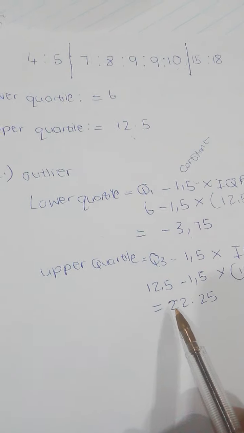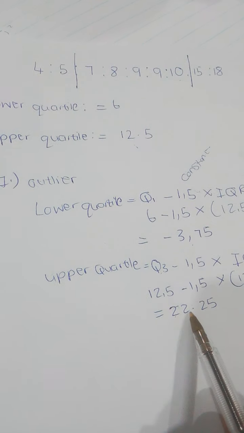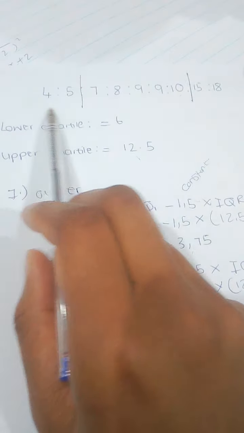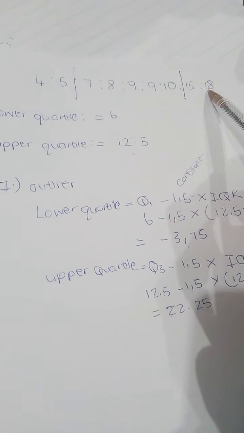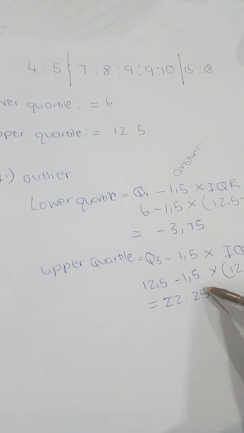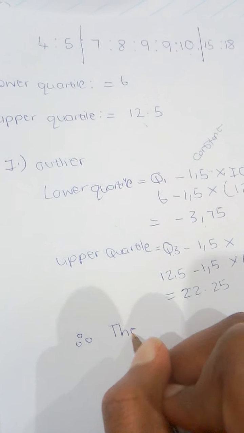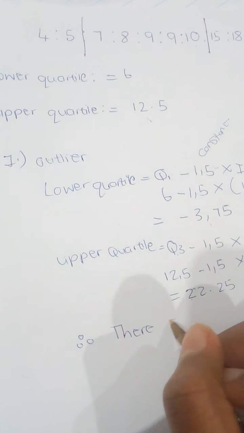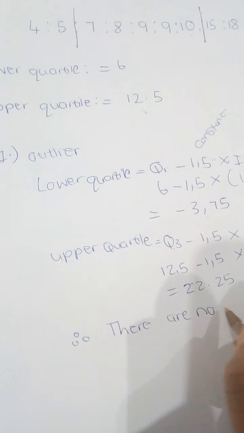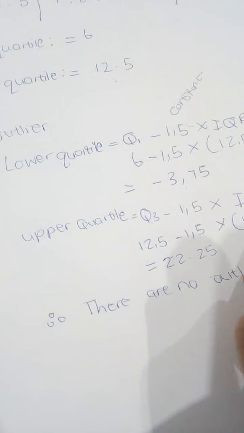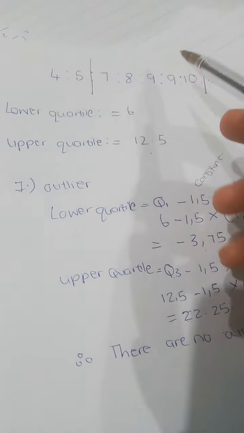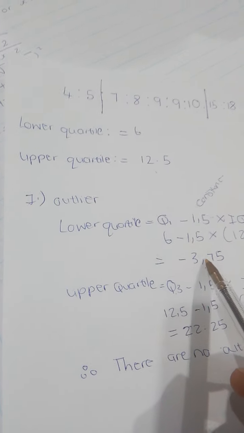And here you must look for a number that is more than 22,25. And we can see it ends at 18. It does not go to 22,25. So therefore there are no outliers, right?